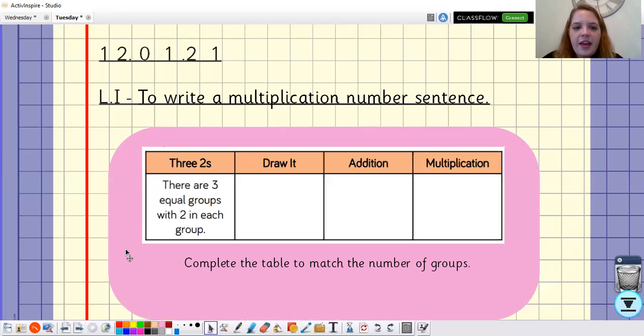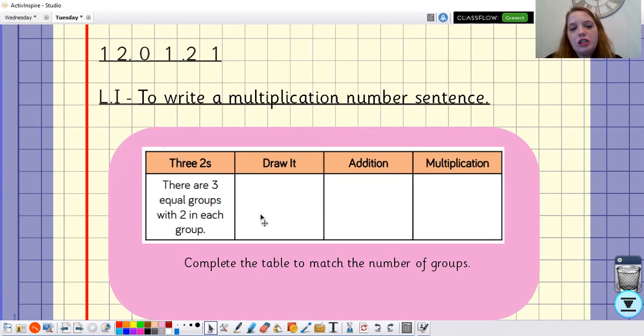So another example then. So hopefully you still have your paper and your pencil in front of you. Now we've been given the statement here and we need to do 3 things. So our statement is there are 3 equal groups with 2 in each group. So we have 3 groups and in each group there's 2. Now this could be whichever picture you like. Again, it could be 3 baskets with 2 apples in each one, 3 tables with 2 children round each one.